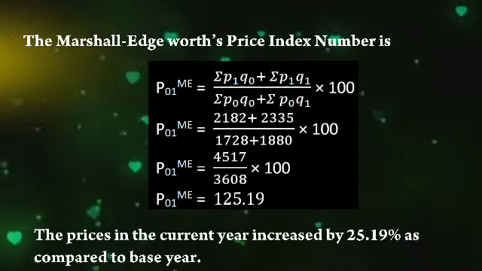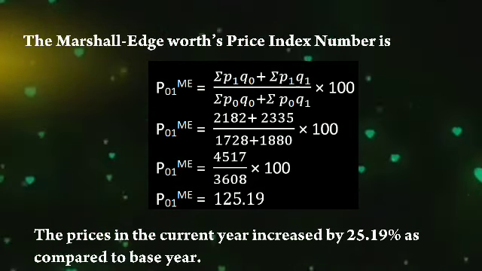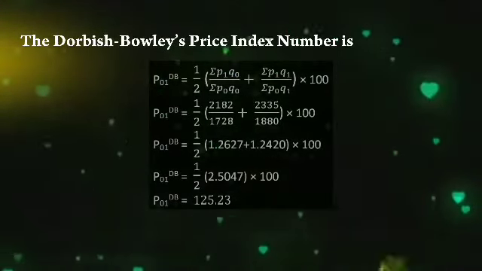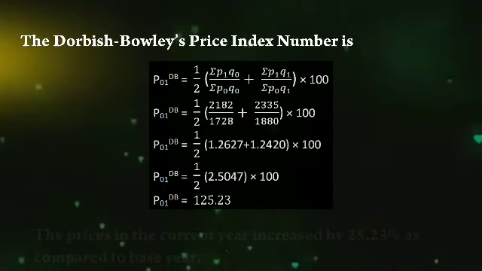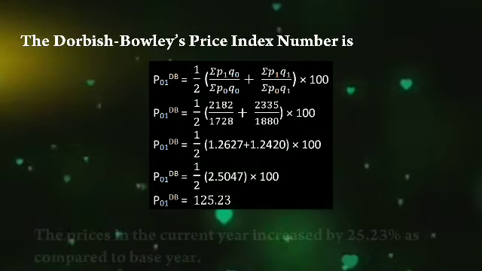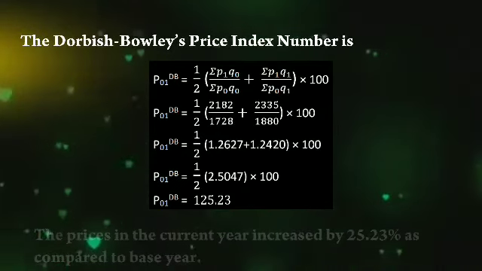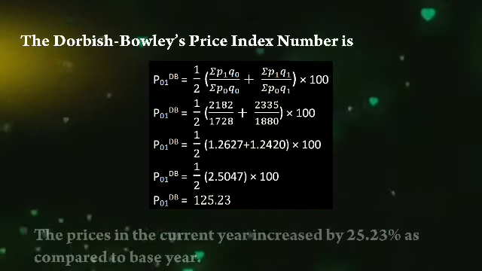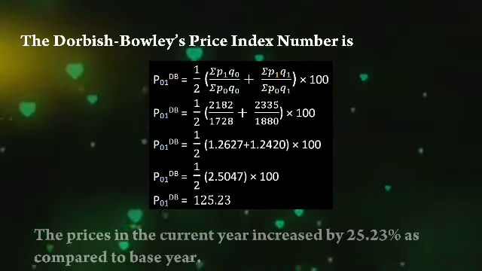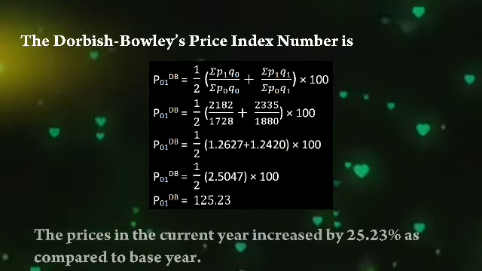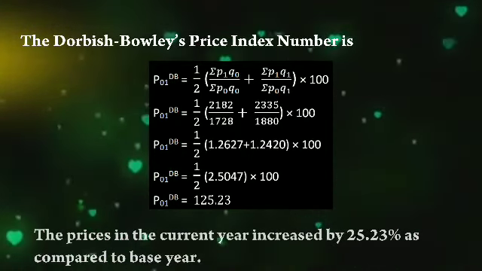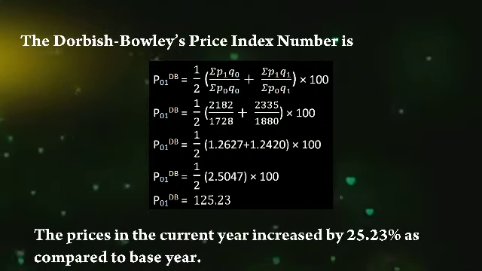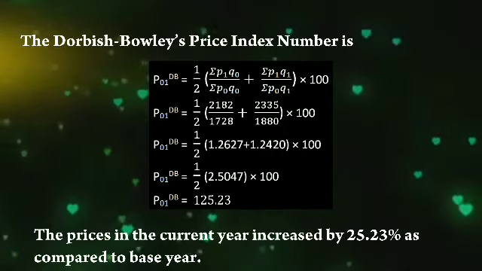After that, compute Dorbish-Bowley's price index number. The Dorbish-Bowley's price index number is P01 of dB equal to half into sigma P1 Q0 divided by sigma P0 Q0 plus sigma P1 Q1 divided by sigma P0 Q1, which is multiplied by 100. That is equal to half into 2182 divided by 1728 plus 2335 divided by 1880, which is multiplied by 100. After that, simplify the values.